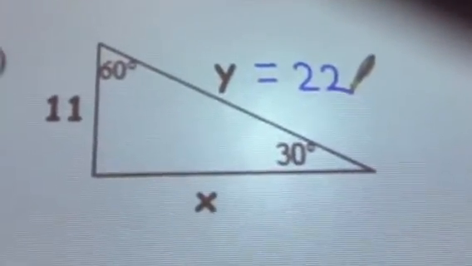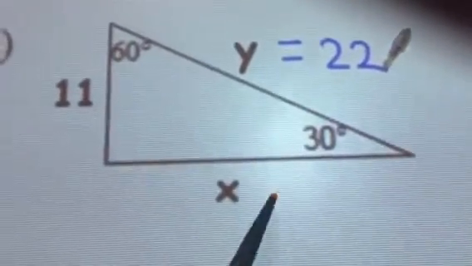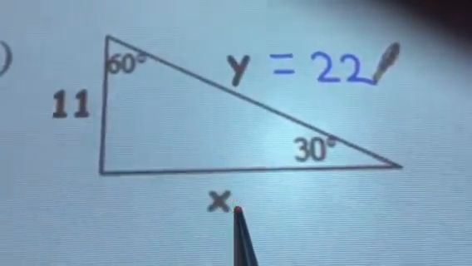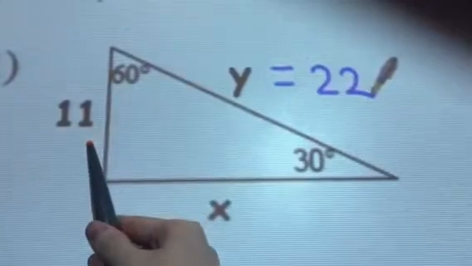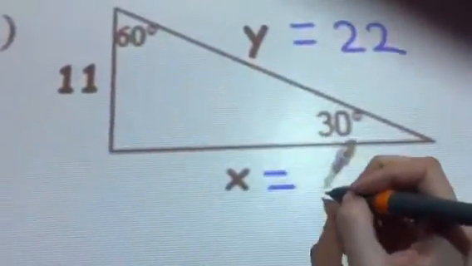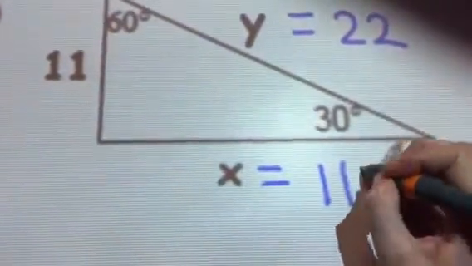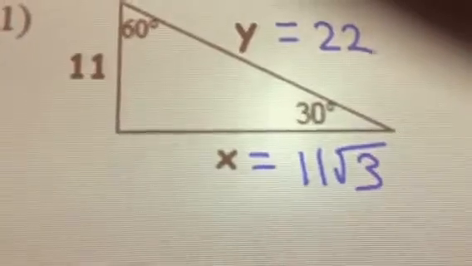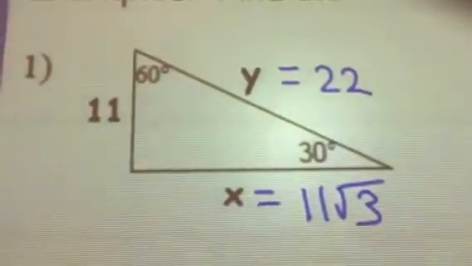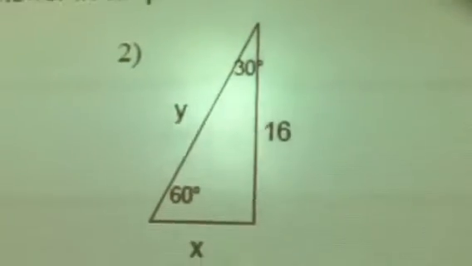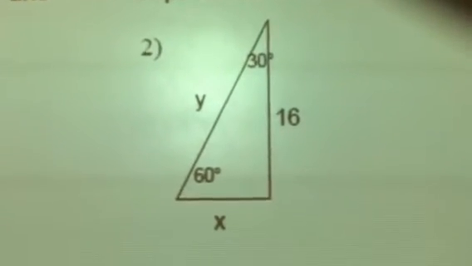Okay, and then x, this one's not too bad either. I know this side, the long leg, the one opposite 60 degrees, is always whatever my short leg is times the square root of 3. So x is simply 11 times root 3. And there's literally nothing else I can do with that because I can't simplify that radical. So it's that easy. Let's look at the second one over here. Go ahead and write this one down.